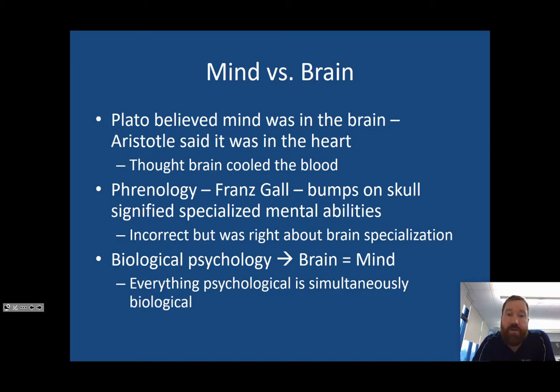Modern psychology, what do we say? We say the brain is the mind. Everything that happens psychologically, internally in your thoughts and your mind, is a result of your biology, which is a really trippy thing to think about, guys. Every thought that you have is the result of neurons firing at a certain rate and at a certain connection.